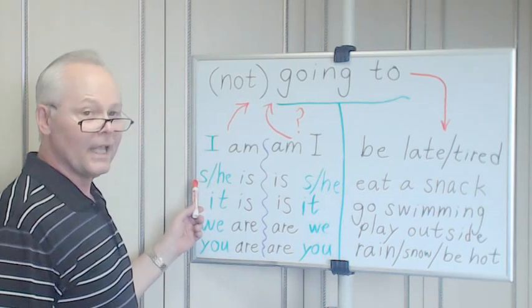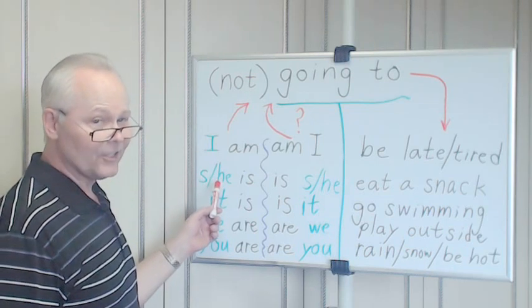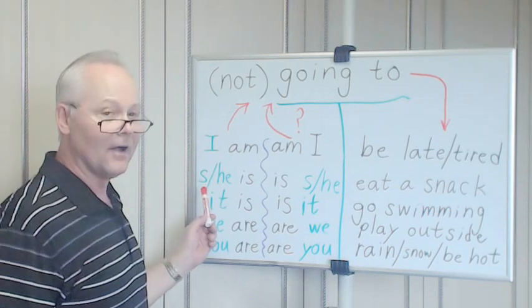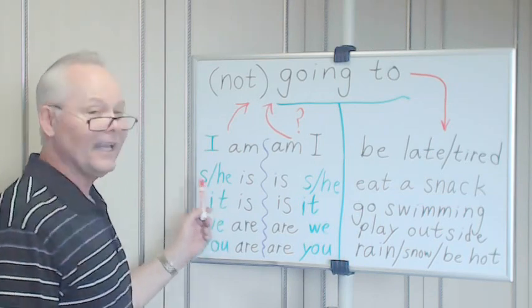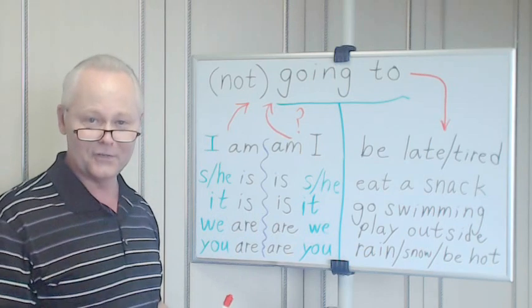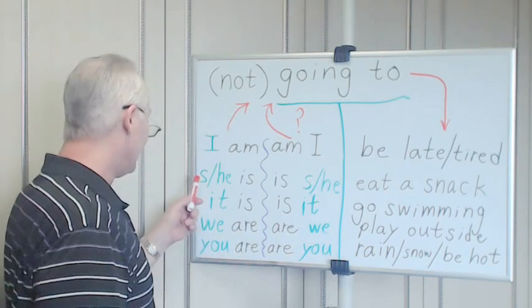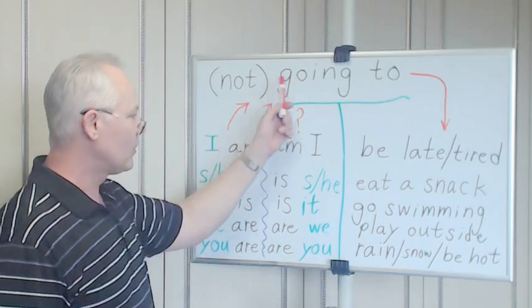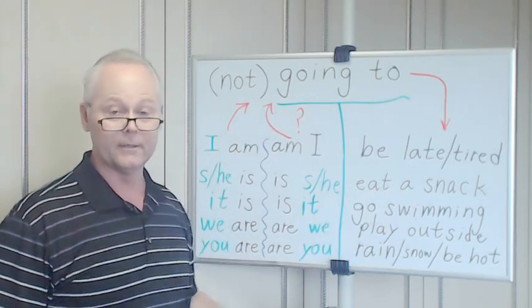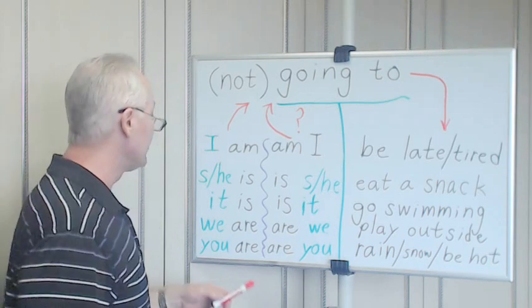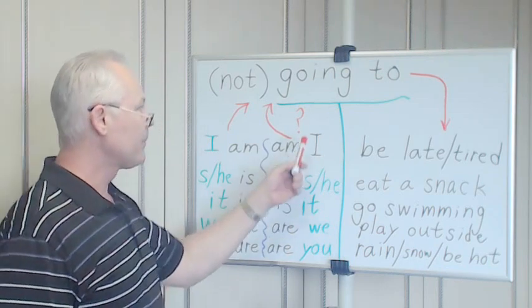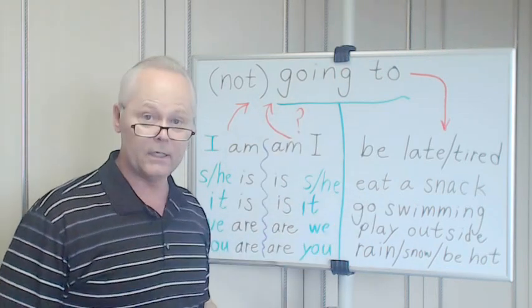Now we have S/HE, a way to write she and he together, so you can use them both, okay? I haven't forgotten how to spell. So, she is going to go swimming. She's going to go swimming. Is she going to go swimming?